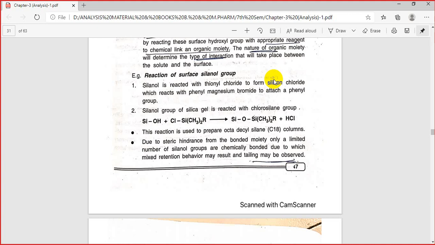Here you can see the silanol group in the silica gel is reacted with a chlorosilane group, and such a reaction is used to prepare octadecylsilane columns. Octadecylsilane: 'alkane' comes in because of the alkane chain, and since there is a silicon group, its name is silane. Octa means 8 and decyl means 10, so 10 + 8 carbons are present in it.